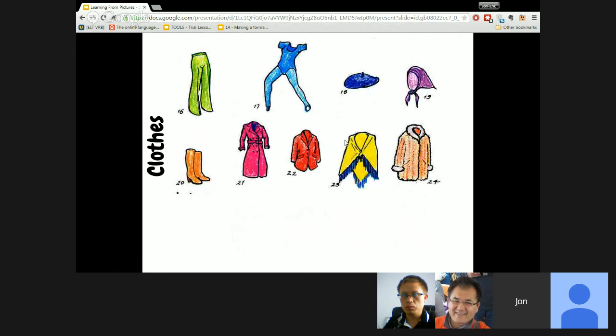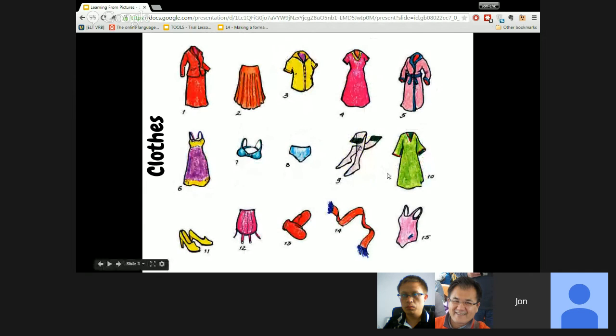I think it's 12. You think it's 12? Let's go to 12. Ryota, why do you think it's 12? Do you know what 12 is? I thought it's a chair, or I don't know. It's not a chair.